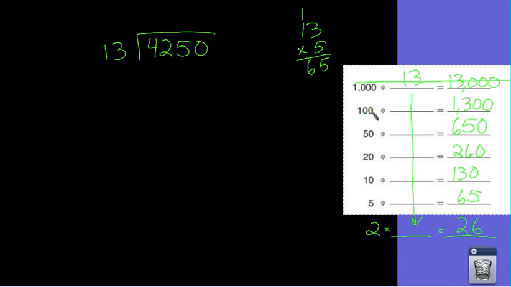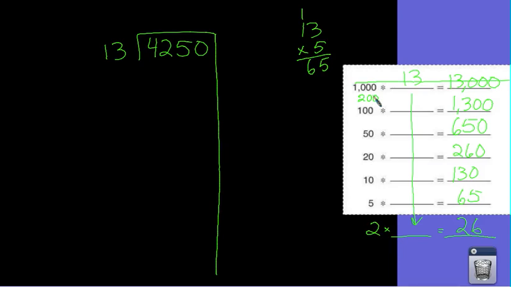100 times 13 is 1,300. Now that would work. I could use that for my partial product, but I'm thinking I can get closer. And I think I can get at least 2 more. So I've got 20 here. I'm going to squeeze in 200 on my chart. And it's the same thing.